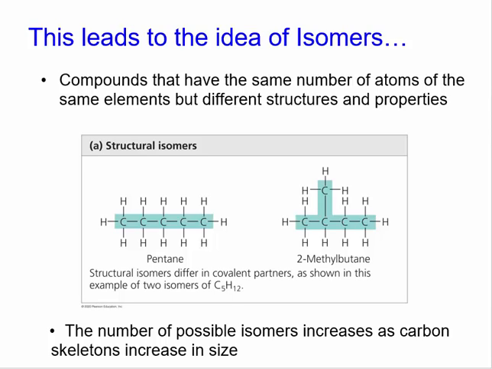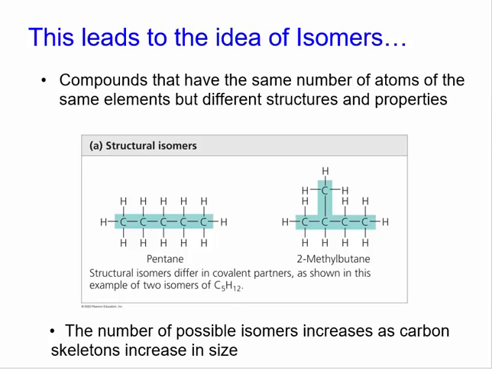So when we have these different structures that come out of the same chemical formula, like here C5H12, we can make pentane or 2-methylbutane, and we've just arranged those same atoms in a different way. These are called isomers. So something has the same formula, but we've created a different compound structurally. And of course, if we add more and more carbons, there are more and more possible isomers that we could create by putting things together in different ways.